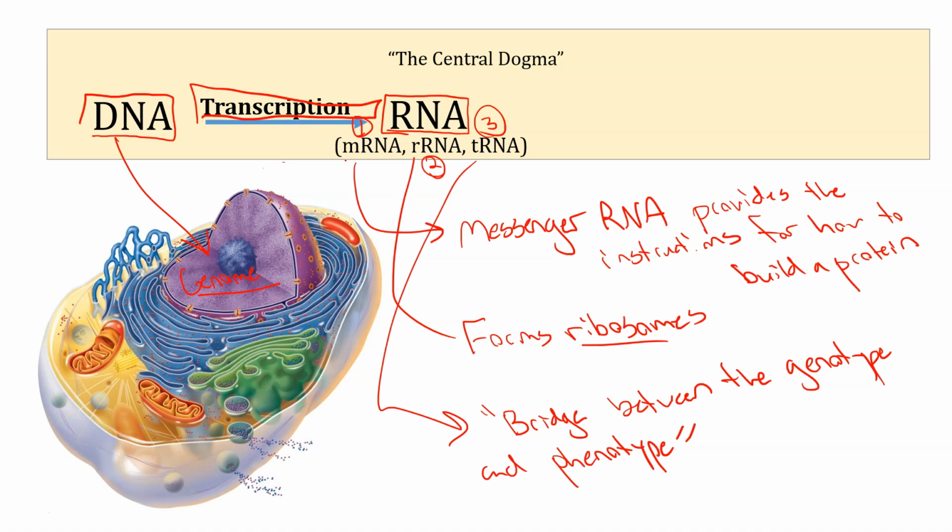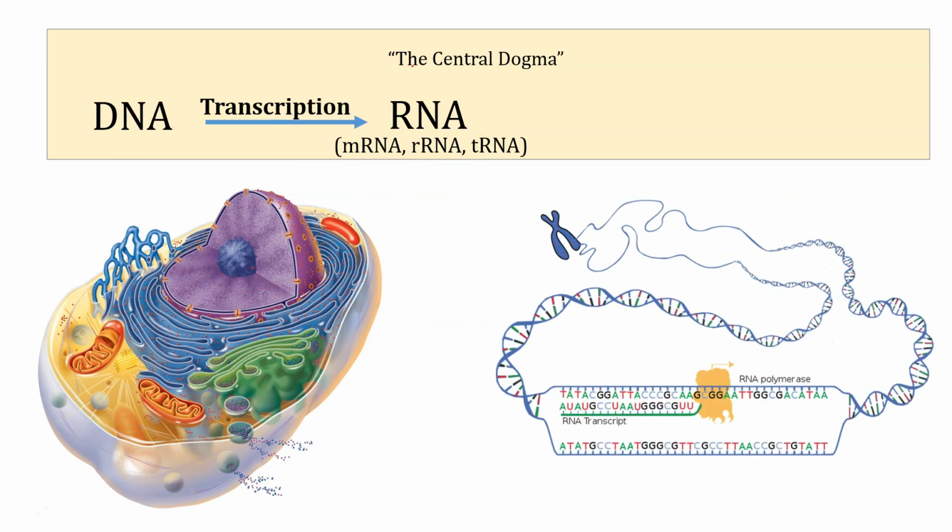And also RNA does not have the base thymine in it, but instead the base uracil. So if you're ever looking at a sequence of bases and you see U's and not T's, we know we're talking about RNA. Okay, a picture of what this looks like is shown here.